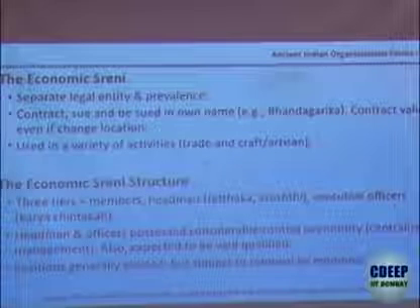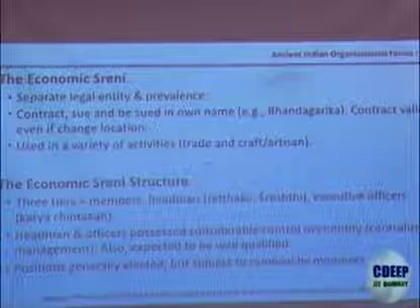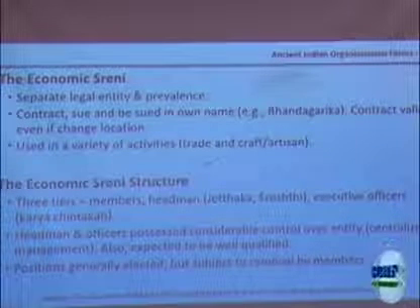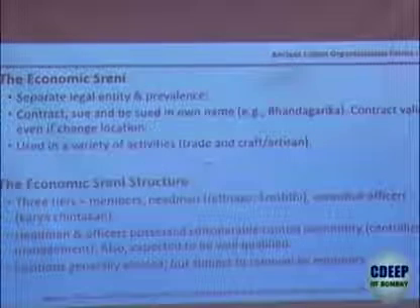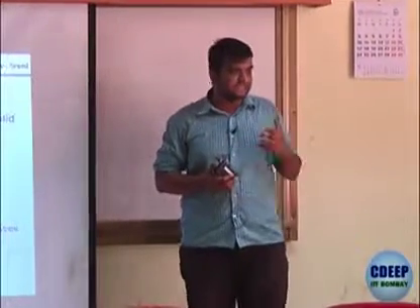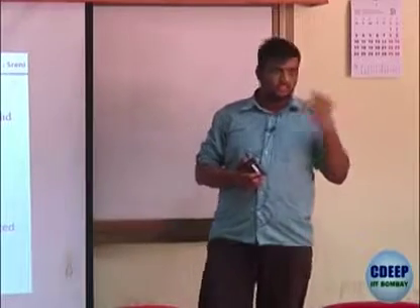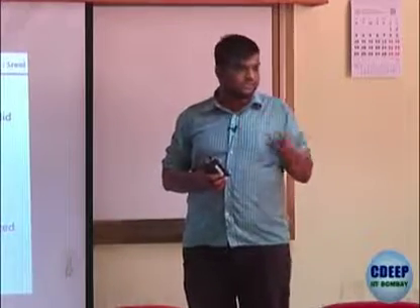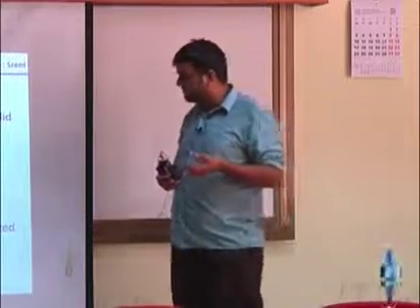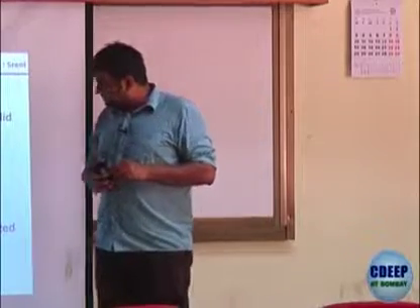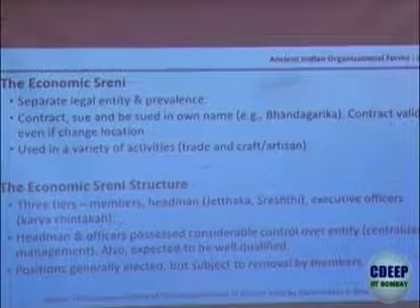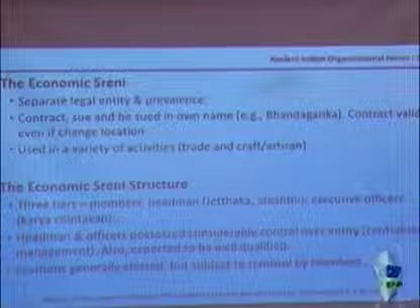Shrenis were involved in a variety of trade activities, from artisans to craftsmen. It was also integrated very nicely with the social structure of that time. Initially there were some references to papers in which Shrenis belonged to a single caste. In some cases where there was a requirement of multiple skills, Shrenis involved people from different castes. The economic Shreni structure was three tiered. There was a headman, called Jethaka or Shreshti, then executive officers, and then members. And there was an open consensus between these people.